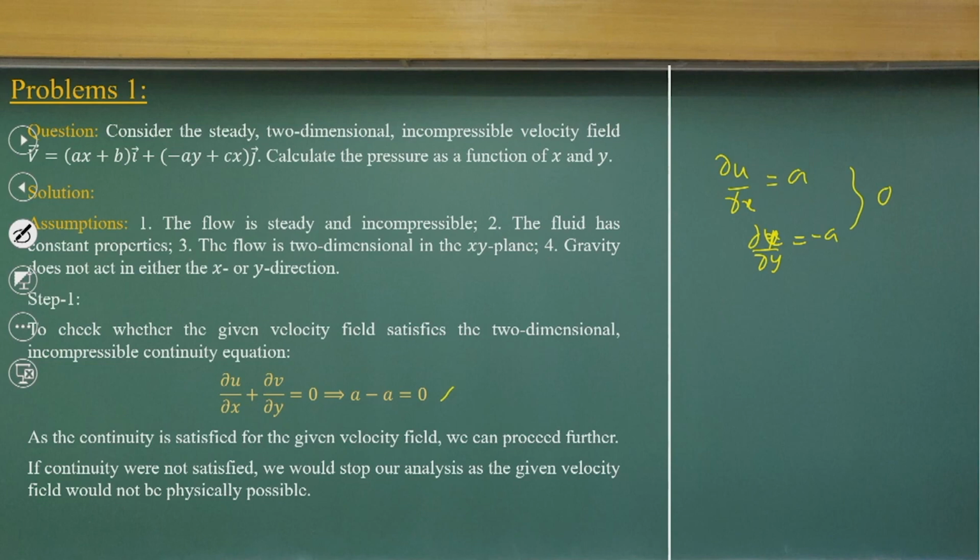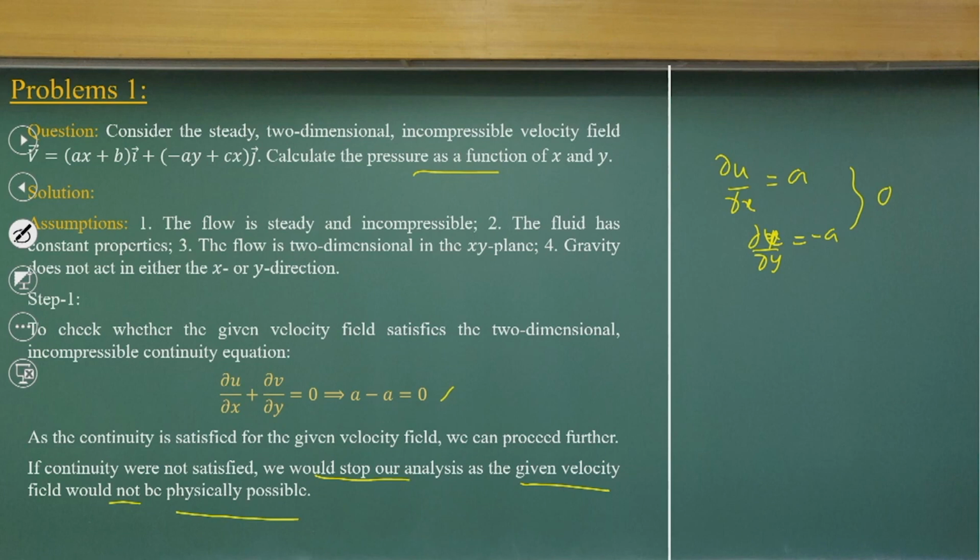That means the velocity field that is given is satisfying the continuity equation. So, we can determine the pressure field, that is what we can define. If the continuity equation is not satisfied, we could stop here, because the given field could not be physically possible. So, okay, let us try to understand it.